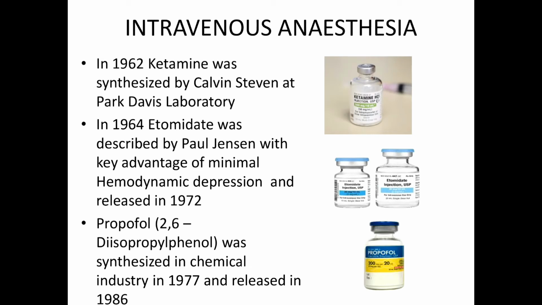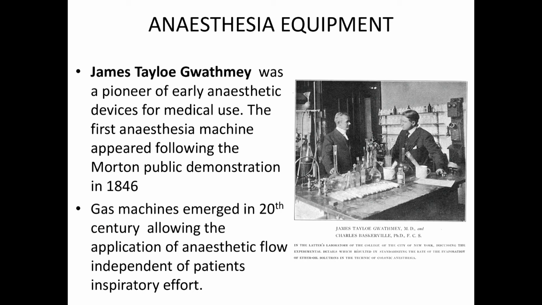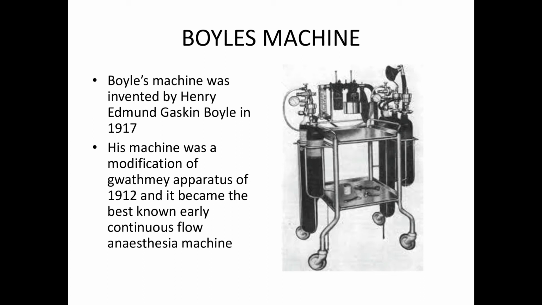Anesthesia equipment. James Tayloe Gwathmey was a pioneer of early anesthetic devices for medical use. The first anesthesia machine appeared following Morton's public demonstration in 1846. Gas machines emerged in the 20th century following the application of anesthetic flow independent of the patient's inspiratory effort. Boyle's machine was invented by Henry Edmund Gaskin Boyle in 1917. His machine was a modification of the Gwathmey apparatus of 1912, and it became the best known early continuous flow anesthesia machine.